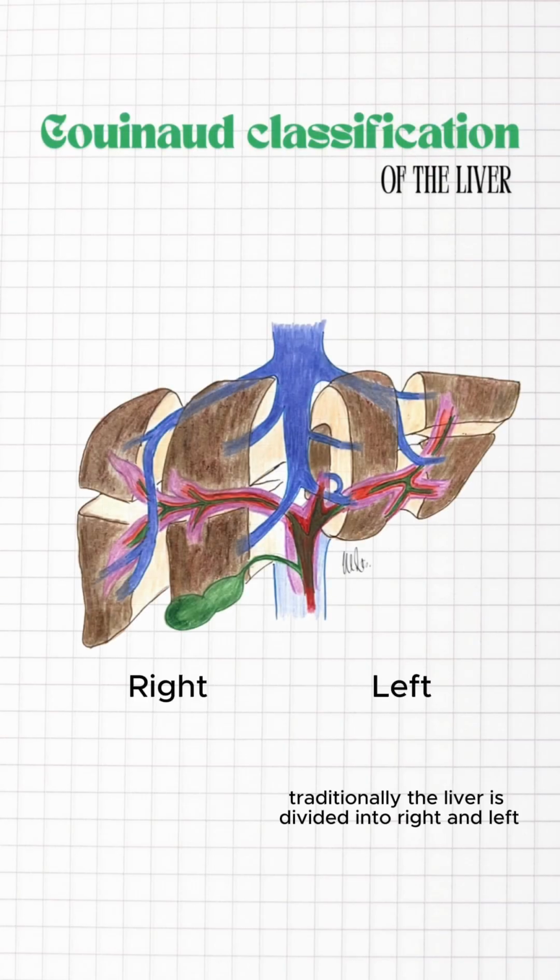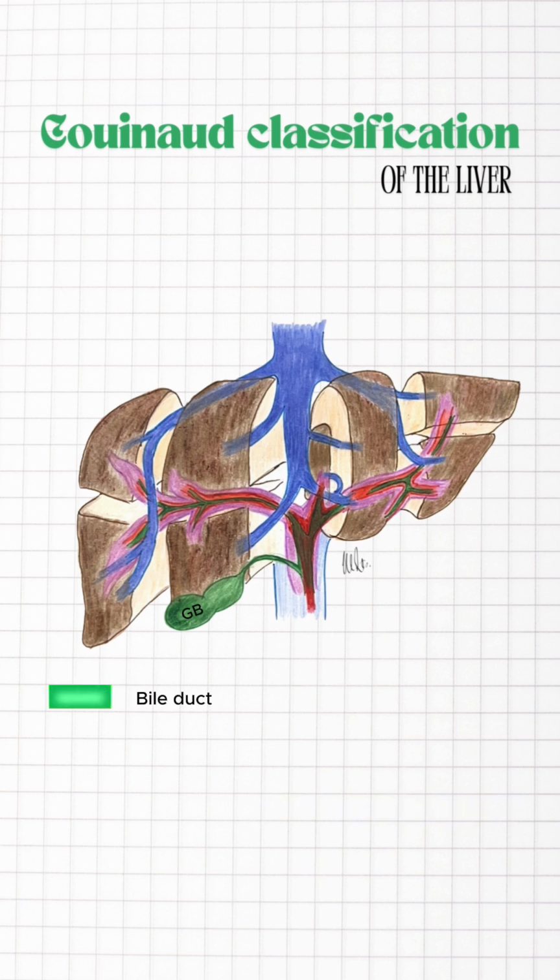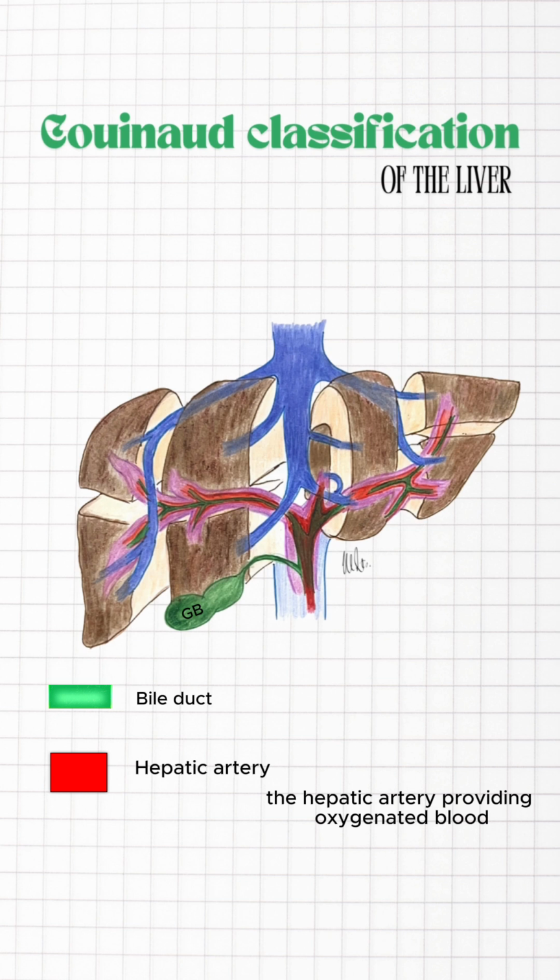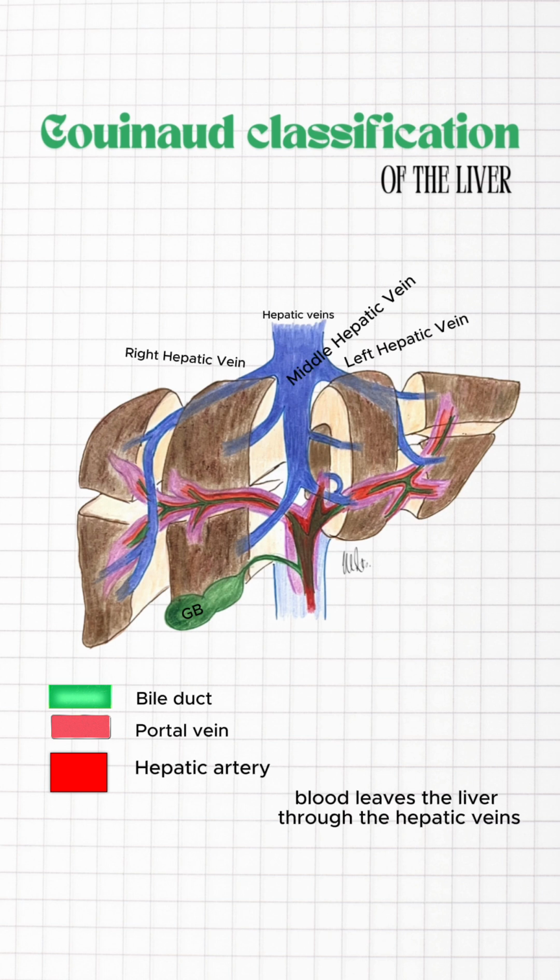Traditionally, the liver is divided into right and left anatomical lobes by the falciform ligament. But for clinical practice, we rely on Couinaud's segmentation, which is based on vascular and biliary supply. The liver has a dual blood supply: the hepatic artery, providing oxygenated blood; and the portal vein, carrying nutrient-rich blood from the gastrointestinal tract. Blood leaves the liver through the hepatic veins, draining into the inferior vena cava.